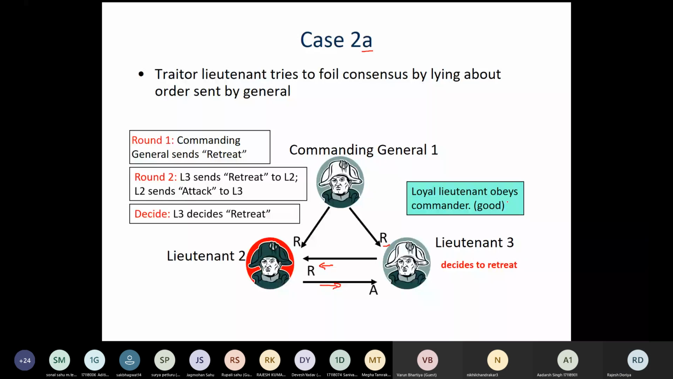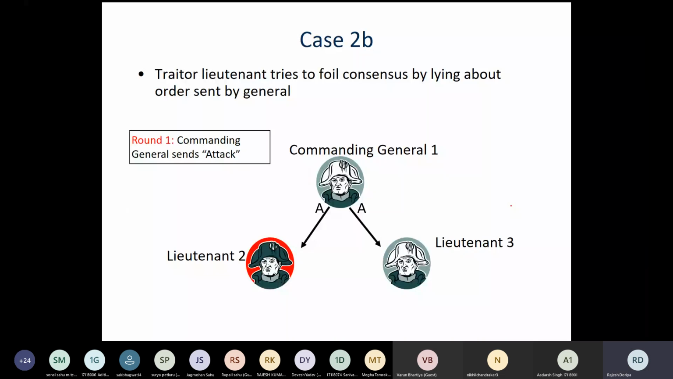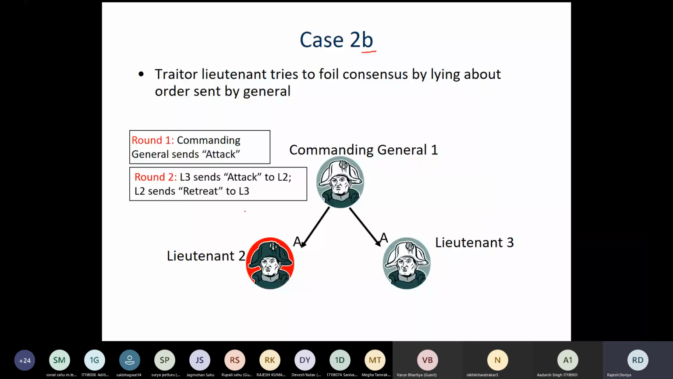Fine, no issue. Now let us see the second case, case 2. In this case, again, the commanding general is sending a message, but this time it is sending a message to attack. Earlier it was sending a message to retreat. So the attack message has been sent to L2 and L3. Then L3 sends attack to L2 and L2 sends retreat to L3. Okay. And now attack is being received from the commanding general and retreat is being received from L2. So again, there is a difference in opinion, right?